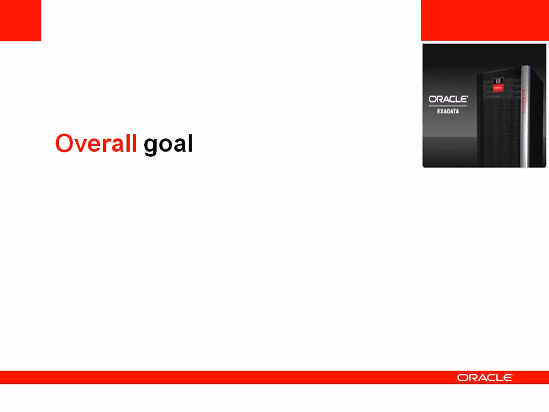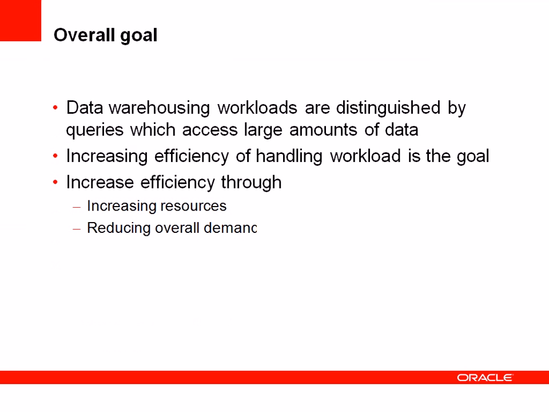Let's start talking about the overall goal in terms of getting great performance from a data warehousing workload. So data warehousing workloads are distinguished by the fact that they have queries which typically touch a lot of data. The classic example of this is the full table scan, where you have to look at all the rows in a particular table. And the way that we can improve performance is to increase the efficiency of handling that workload. You can increase the efficiency through increasing the resources available to address the particular data warehouse workload, or reducing the demand for those resources. And we'll see both of these things as we go through this presentation.